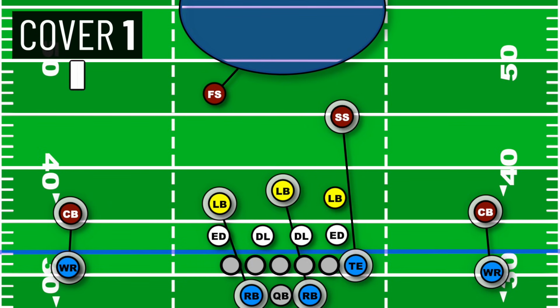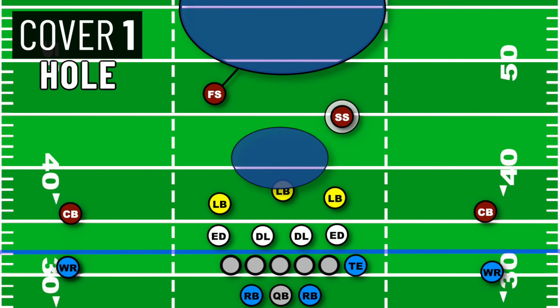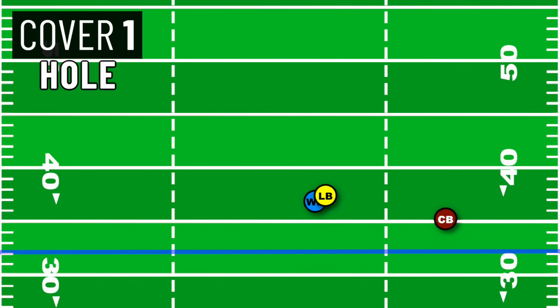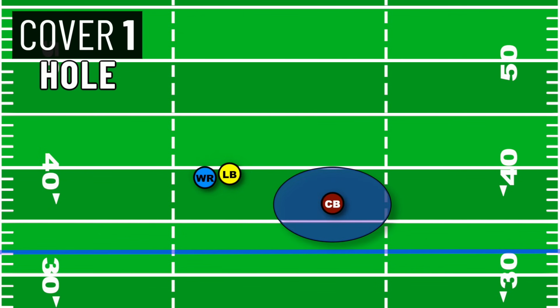Most often, teams will play cover one hole, using the extra player as a hole defender who's responsible for picking up underneath routes over the middle of the field. There's usually a system of passing off routes with the hole defender. For example, if the slot corner gets beat on a slant inside, the hole defender will pick up the slant route, and the slot corner becomes the hole defender with the same responsibilities.